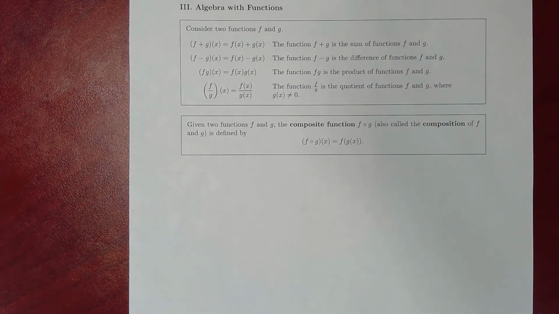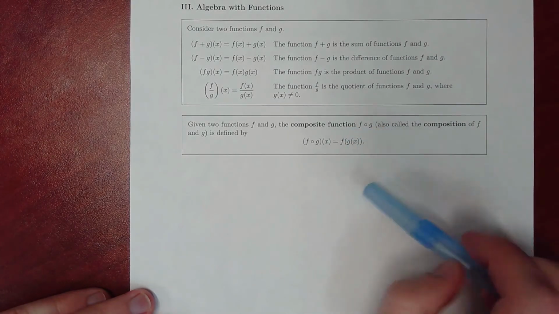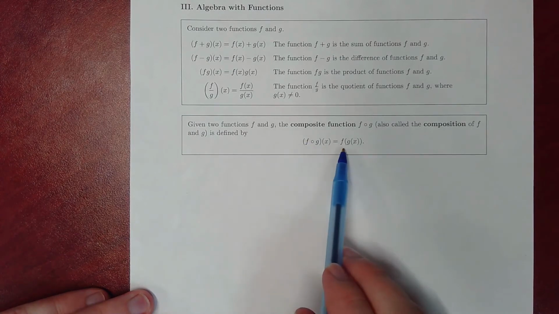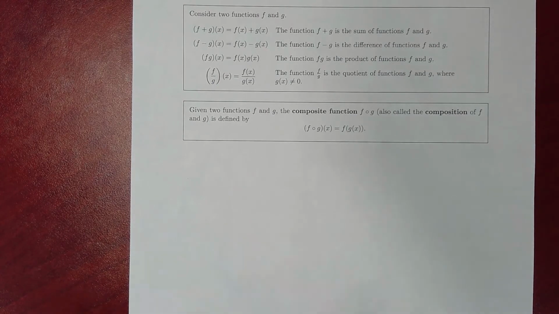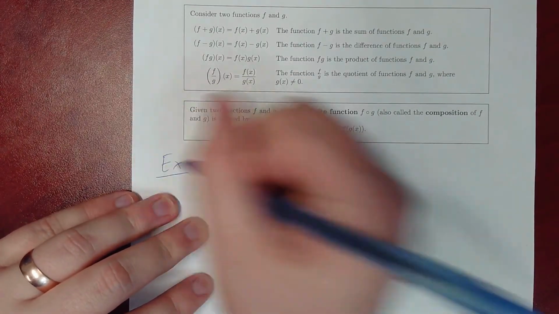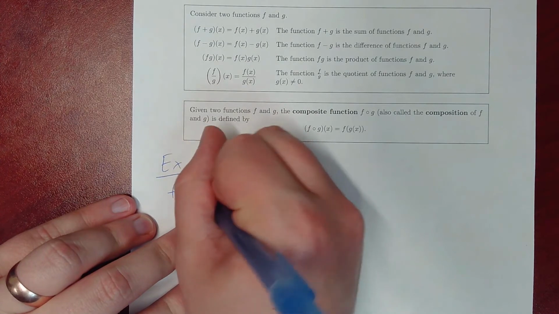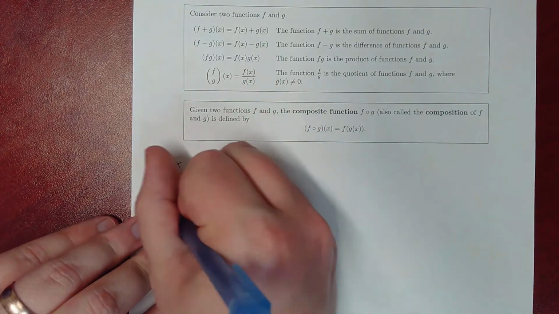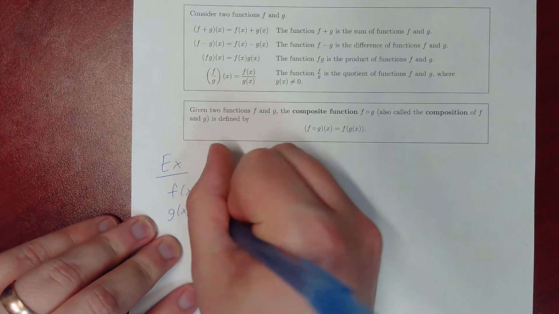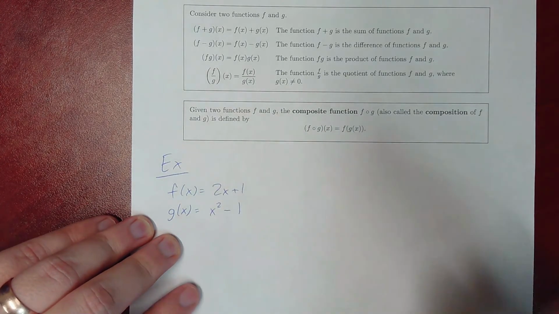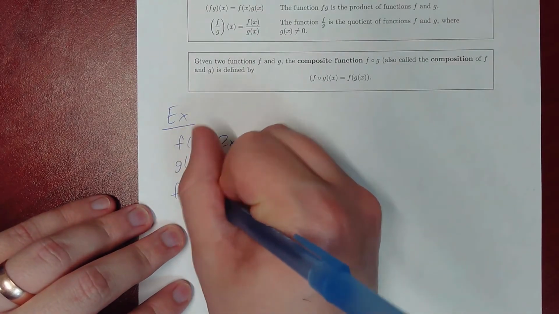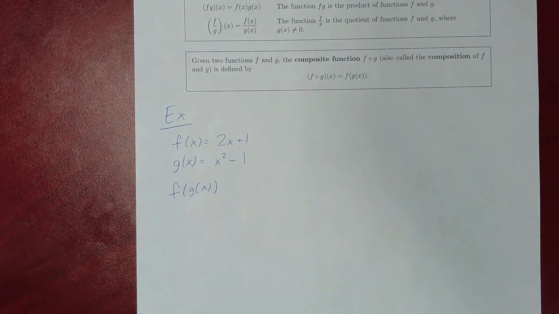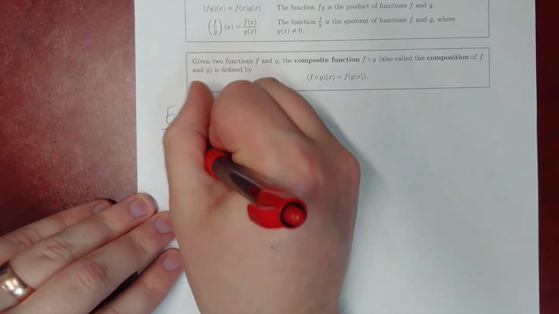The last thing we have here, and what we'll see a lot of on the homework, are composite functions. So if we have two functions f and g, the composite function f compose g is going to be f of g of x. So this can manifest itself in a number of ways. Let's say, for example, we had f of x equals 2x plus 1 and g of x equaled x squared minus 1.